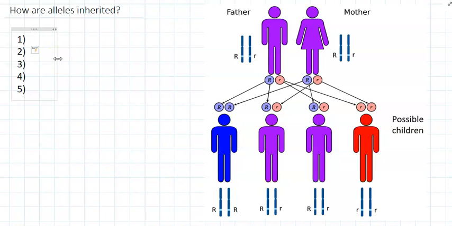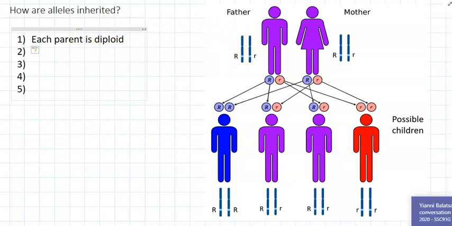So firstly, we've learnt that each parent is diploid. So in all the cells of their body, except for their gametes, their sex cells, each person has 2 copies of each chromosome. So that's what diploid means. So if this is a particular human chromosome, then we can see the father here, he's got 2 copies of that chromosome. And so that means if we're talking about one particular gene, he's going to have 2 copies or 2 alleles of that particular gene, one on each chromosome.